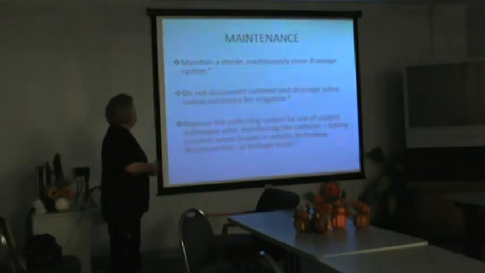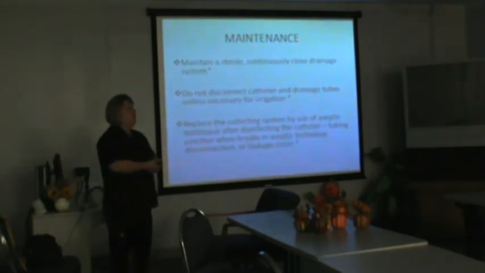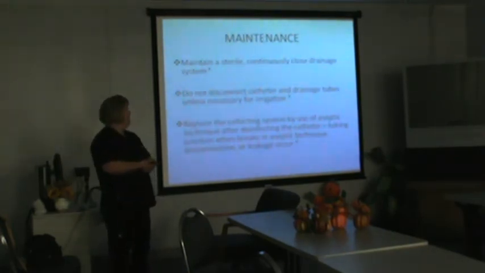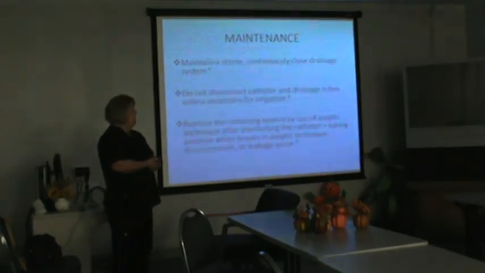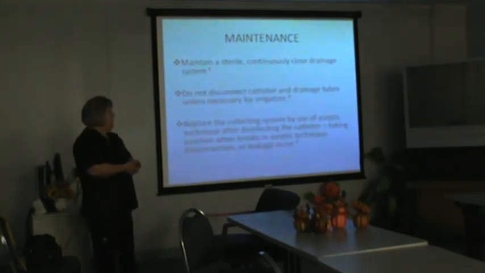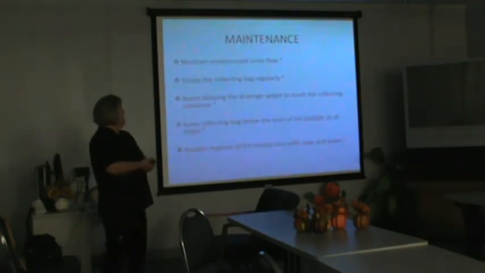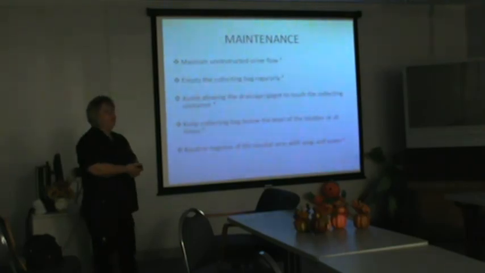Once it's in place, we need to maintain a sterile, continuously closed drainage system. Do not disconnect the catheter and drainage tubes unless necessary for irrigation. Replace the collecting system using aseptic technique after disinfecting the catheter tube and junction when breaks in aseptic technique, disconnection, or leakage occur. Also maintain unobstructed urine flow.